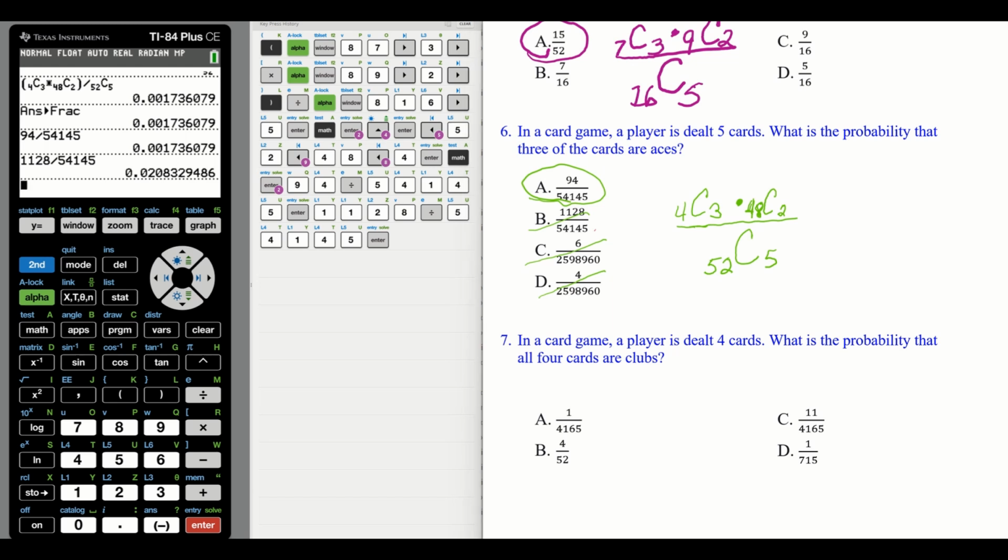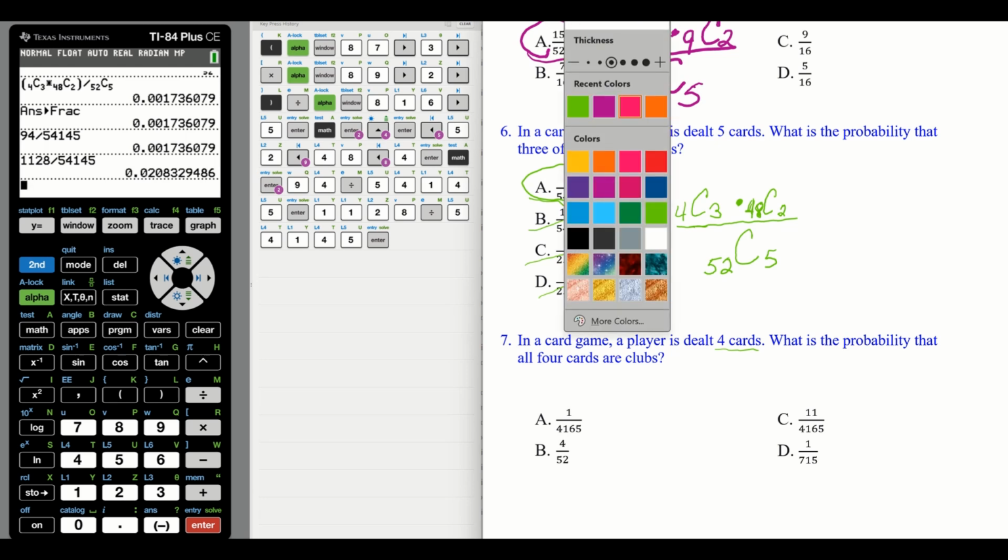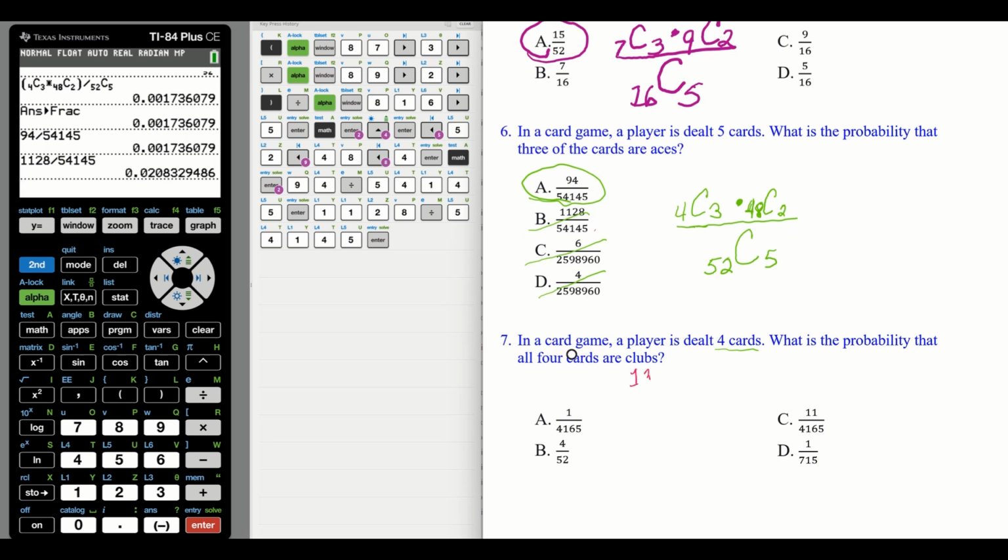Okay, number 7. In a game of cards, a player is dealt 4 cards. What is the probability that all 4 cards are clubs? Okay, how many clubs do we have? In a deck, there are 13. So let me change the color. Yeah, okay. There are 13. So we're going to talk about 4 of the 13.